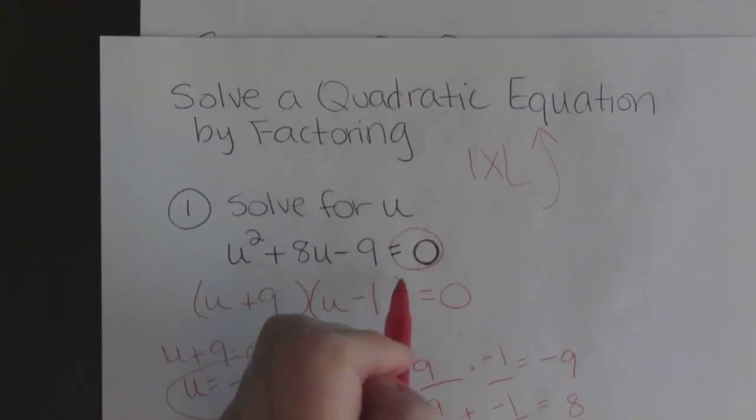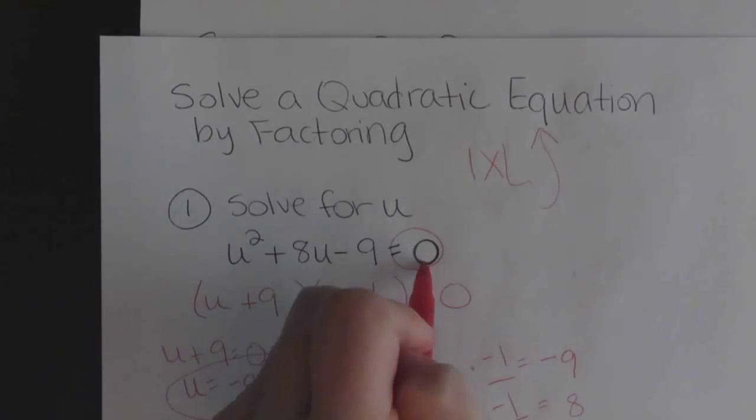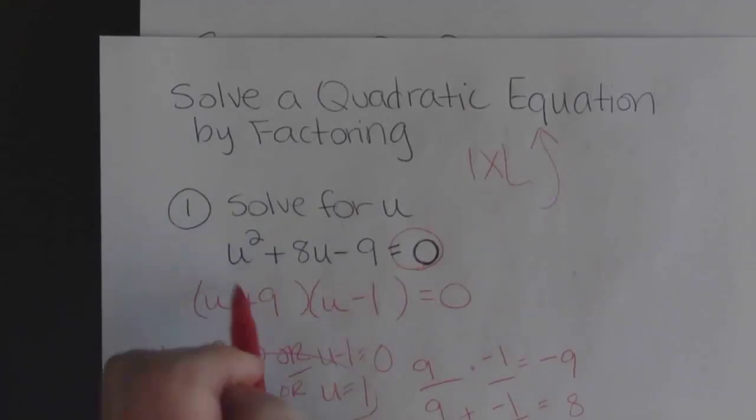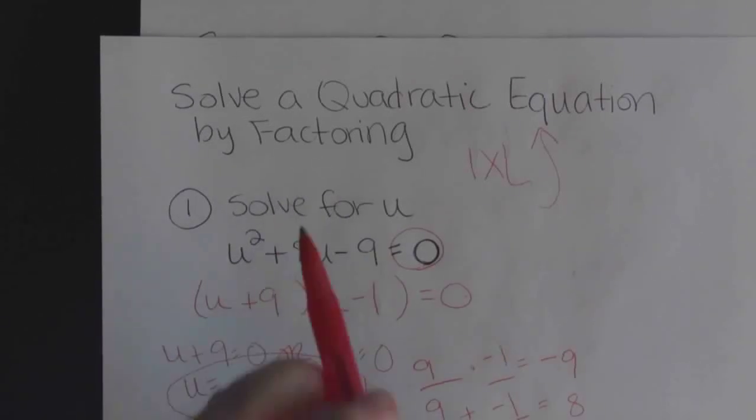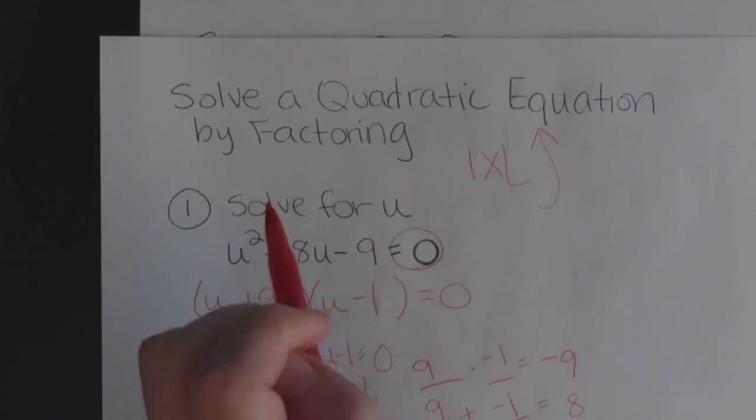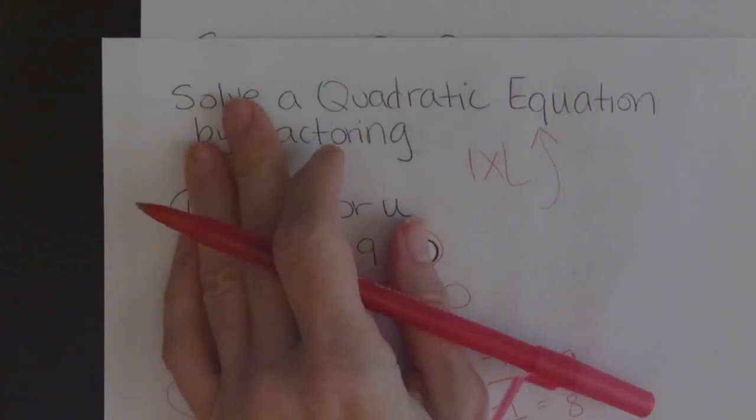These examples are going to go with the IXL that is called solve a quadratic equation by factoring. Okay, make sure it's equal to 0, factor it out, set them both to 0, and solve. Good luck.